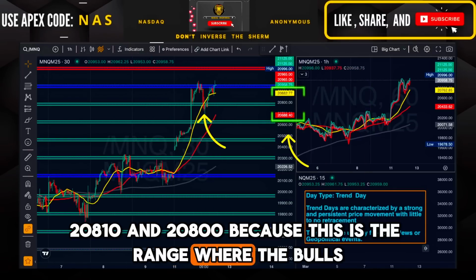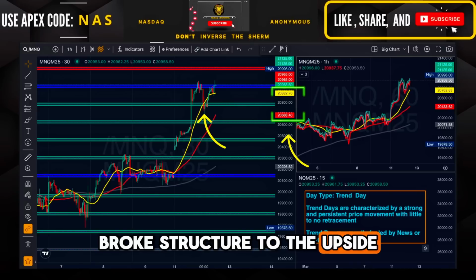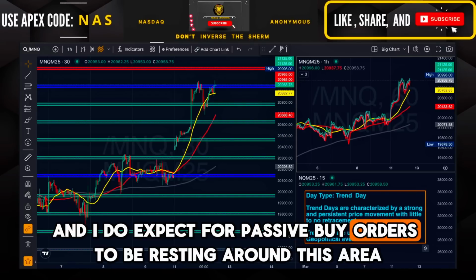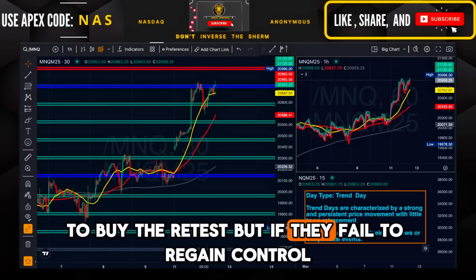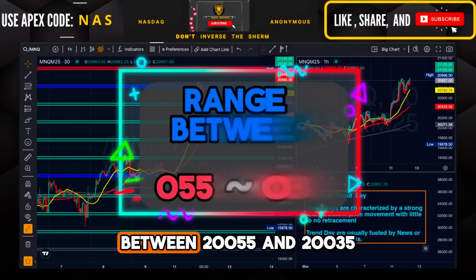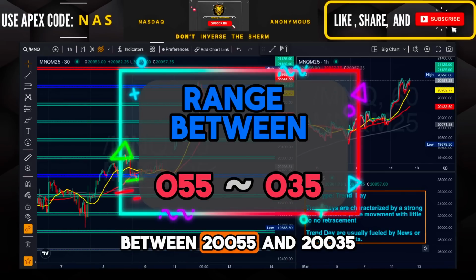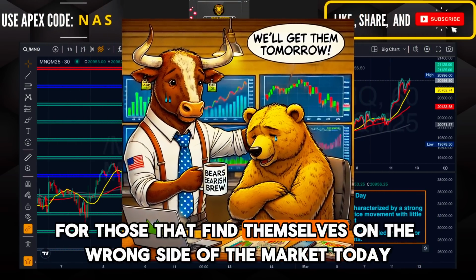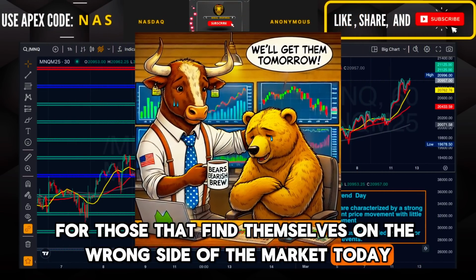Because this is the range where the bulls broke structure to the upside earlier in yesterday's session. And I do expect for passive buy orders to be resting around this area to buy the retest. But if they fail to regain control, then I'll be watching the reaction when price trades within a range between 2055 and 2035.